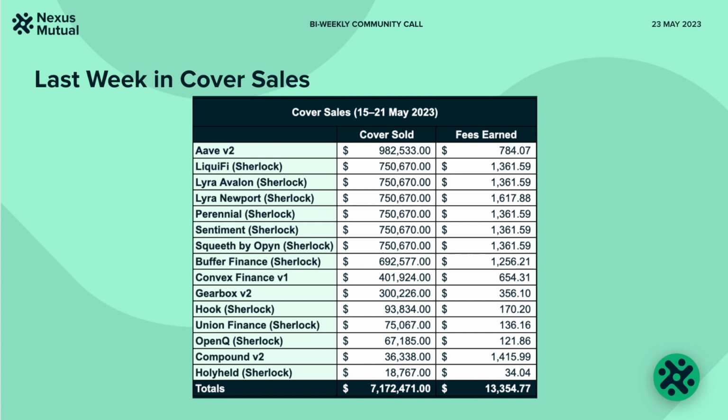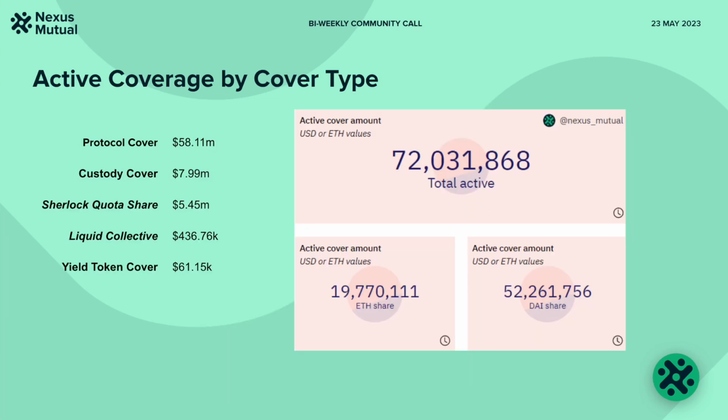Moving on, let's discuss active coverage by cover type. According to the recently launched covers dashboard, we have about $72 million of active total coverage. Protocol cover represents the largest share of total active cover, with about $58 million underwritten. And we have Sherlock underwritten quota share, more than $5 million, which we had just presented in the previous slide, and Liquid Collective. In case you're not familiar, they're an institutional-focused liquid staking protocol, and they have been on our list since our last call.